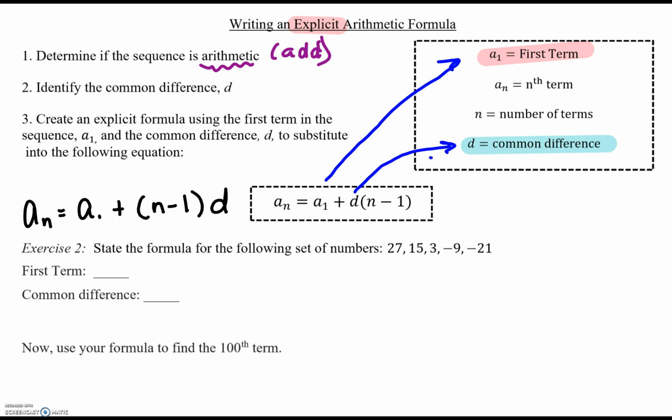So let's look at the next example. State the formula for the following set of numbers: 27 to 15 to 3 to -9 to -12.